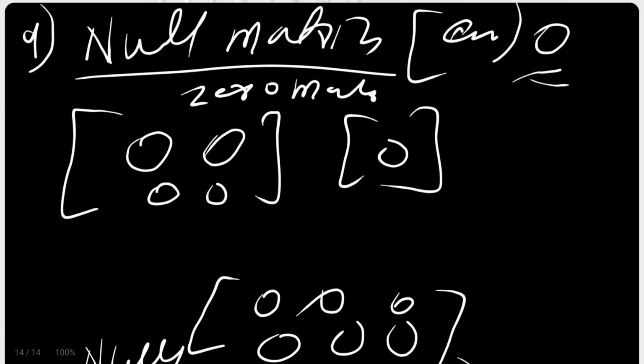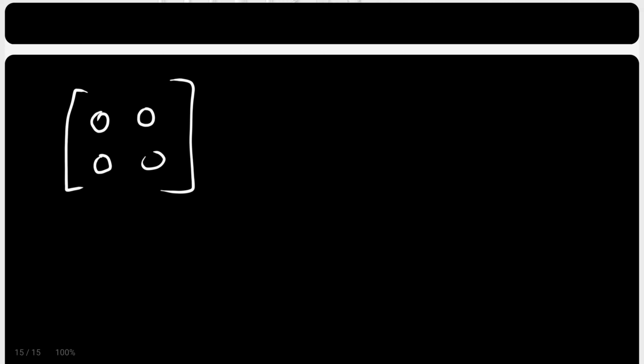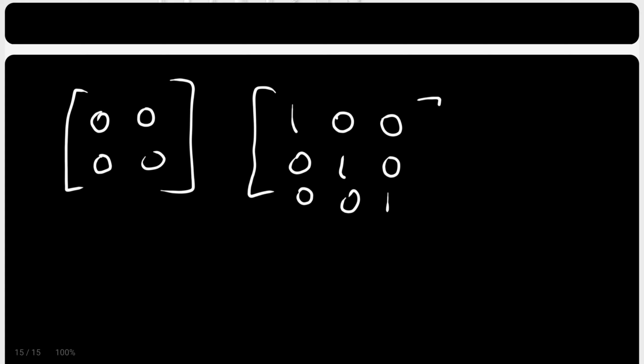Okay, is it clear? Right now I will give you 3 questions and you have to solve them, saying what each is and what it is not. Suppose this is all 0s, and one more here, 1 0 0, 0 1 0, 0 0 1.